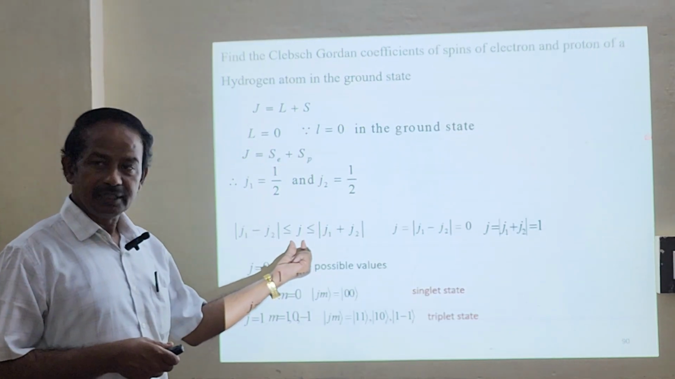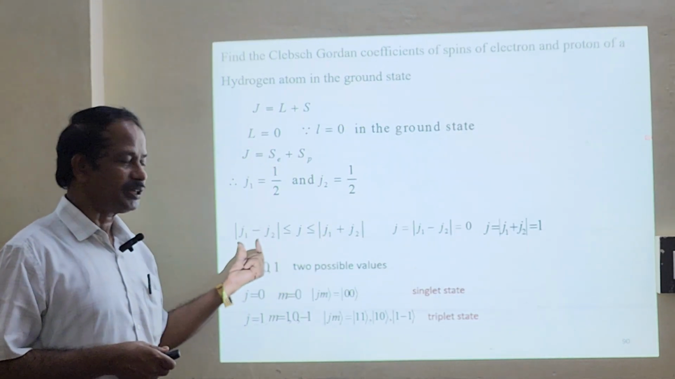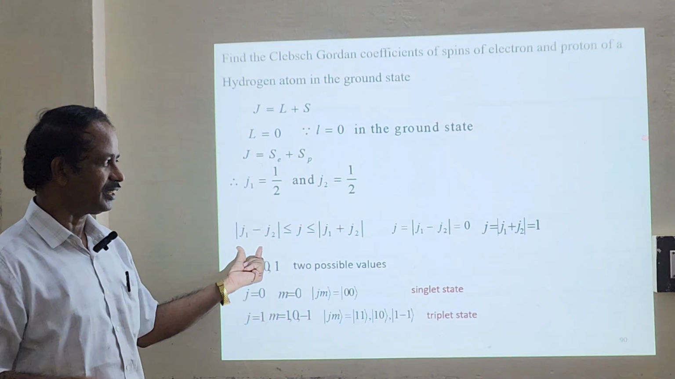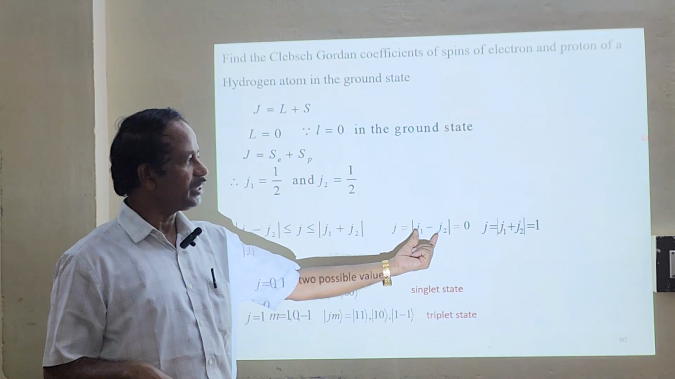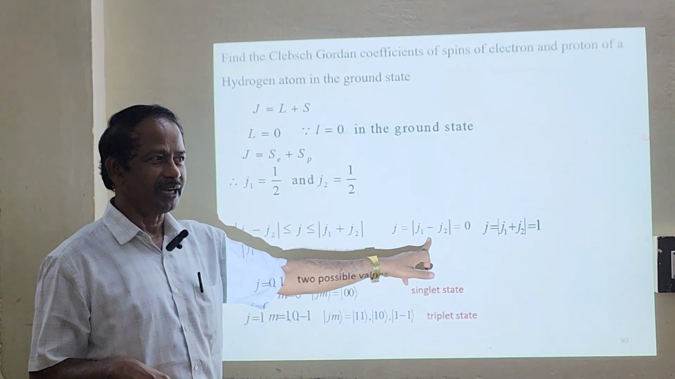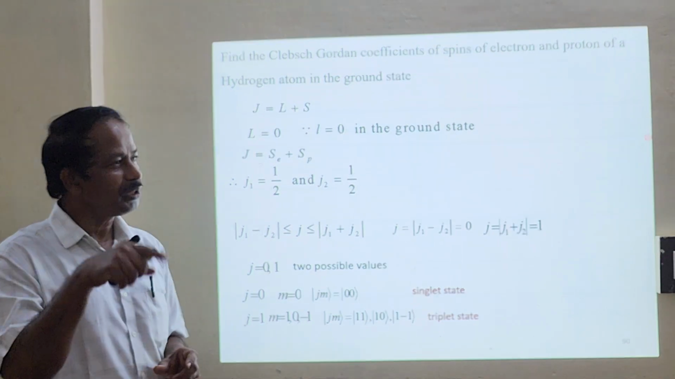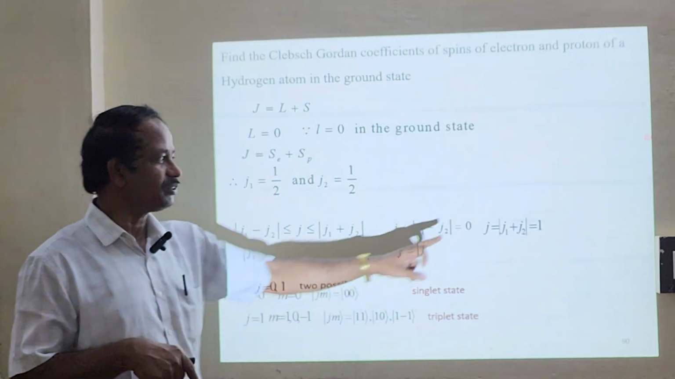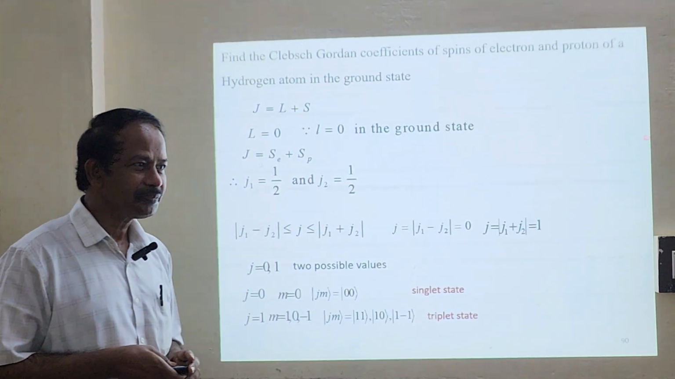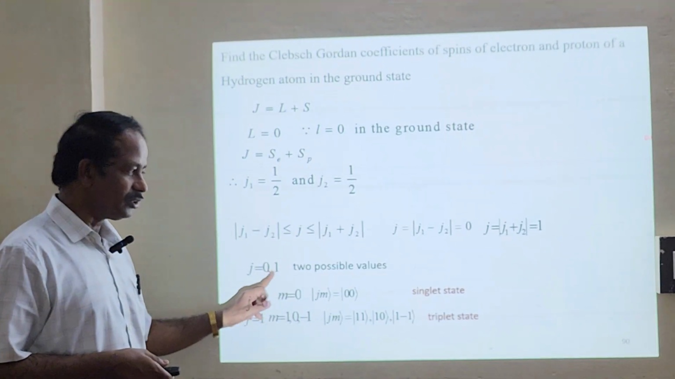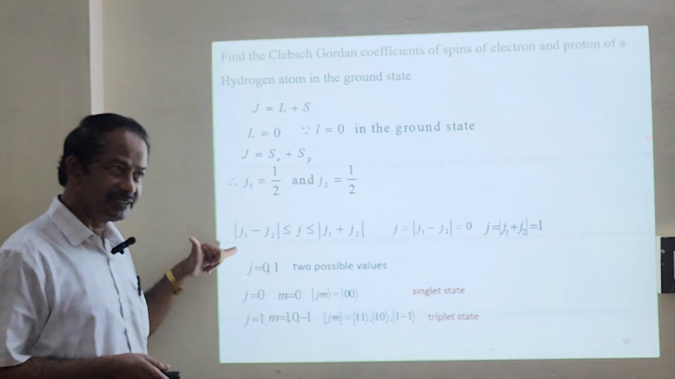And your J will lie between J max and J minimum. We know already the selection rule, which we studied earlier. So J1 minus J2, 1/2 minus 1/2, will be 0, and J1 plus J2, 1/2 plus 1/2, will be 1. So J max will be 1, J minimum will be 0. So now your J will be 0 and 1. Two possible values, very simple.